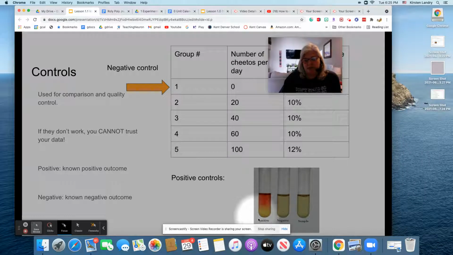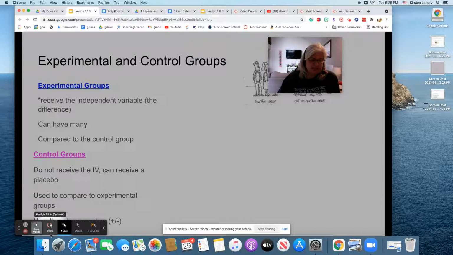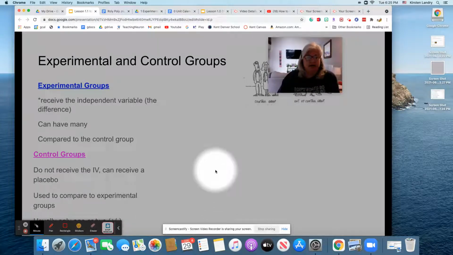But think just for a minute, what would happen if my positive did not turn red? If I know that this sample has COVID and it does not show a positive test, I cannot definitively say that this is negative. It could be that the test isn't working. So controls are really important, and that's something that we will talk about a lot in class.